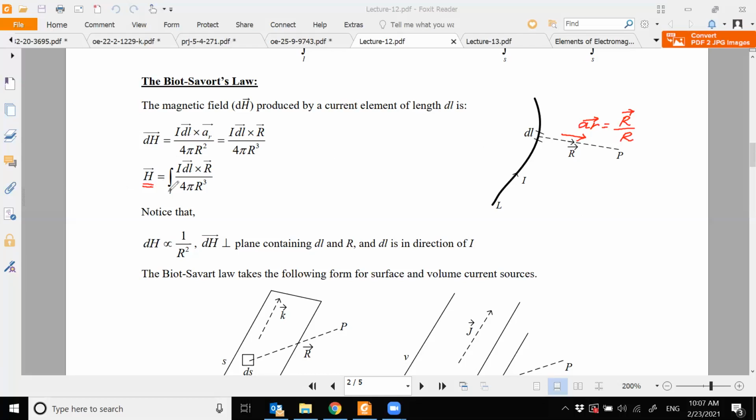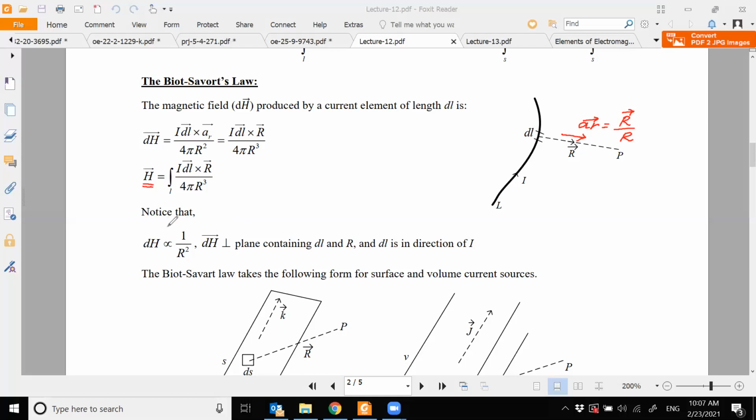Now, there is one thing which you need to notice. What is that? See, the magnetic field is proportional to 1 over r square, which is very similar to the Coulomb's law, because in Coulomb's law also we saw that the electrostatic field is inversely proportional to the square of the distance between our source and observation point. So here also it's the same thing.